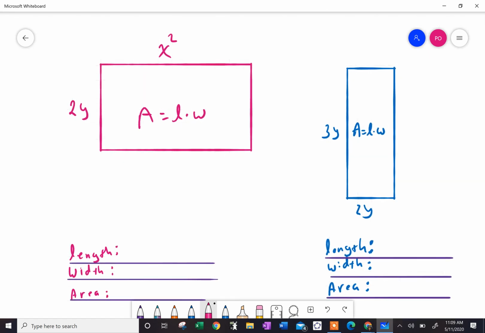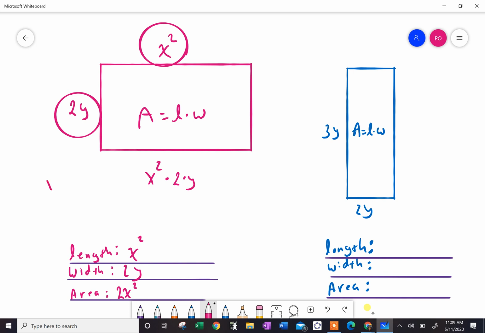So right here, my area formula is length times width. And I have a length of x squared. I have a width of 2y. So if I multiply them, my area is just, well, I'm going to write it as 2x squared y because it's x squared times 2 times y. Remember, 2y is really 2 times y. So I can move this any way I want.